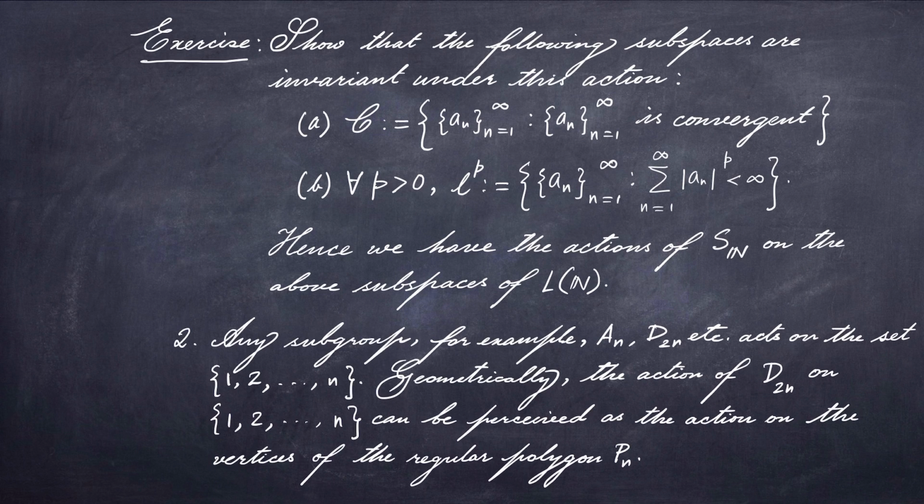A symmetry of a regular polygon Pn permutes the vertices and, of course, the edges as well, right? From that we can visualize this action. We can perceive this action, written purely algebraically, geometrically like this.